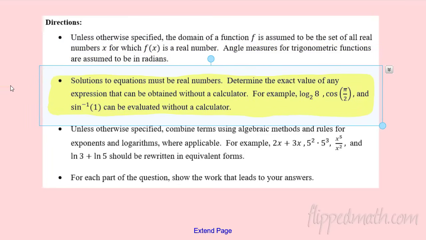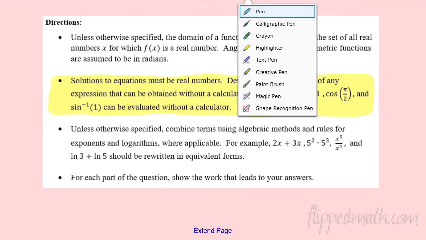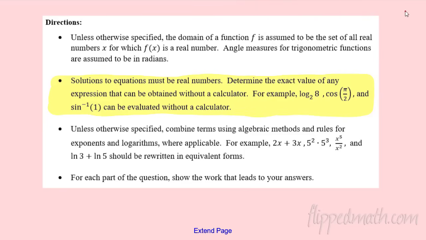Bring it on down here to what are the solutions? If you can solve it without your calculator, go ahead and solve that. It gives you a couple examples. Don't leave that as log base 2 of 8. Why? Because you can rewrite 8 as 2 to the power of 3. And then with your log rules, you can move the 3 in front. The log and the base cancel when you move the 3 in front, and you can rewrite that as just 3.